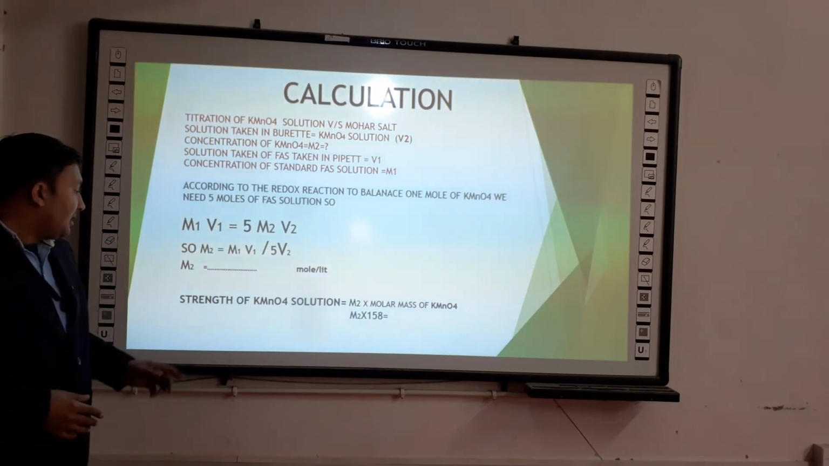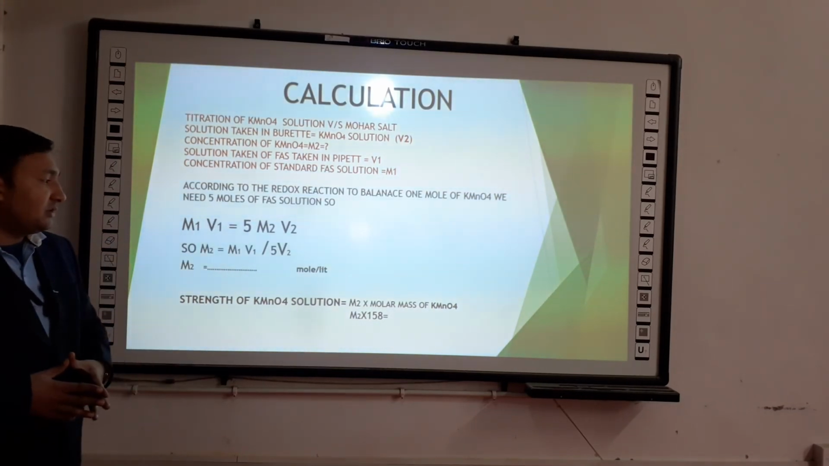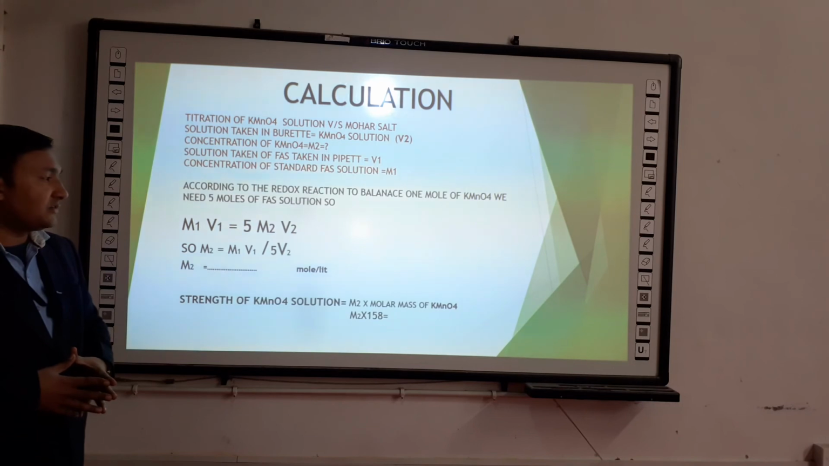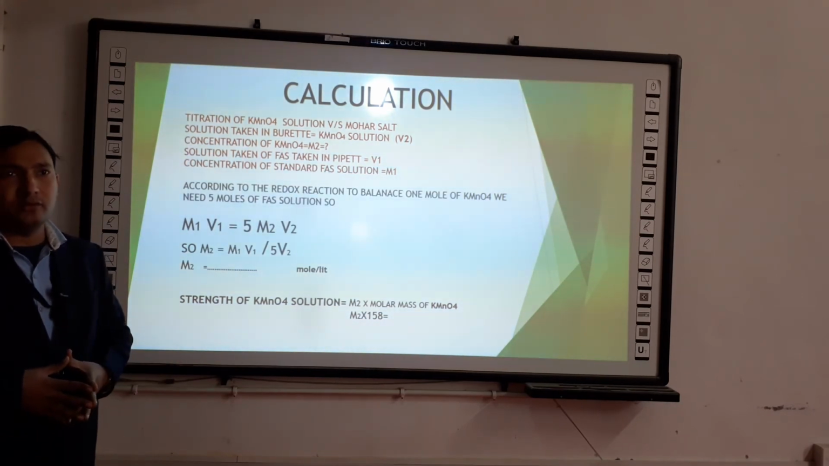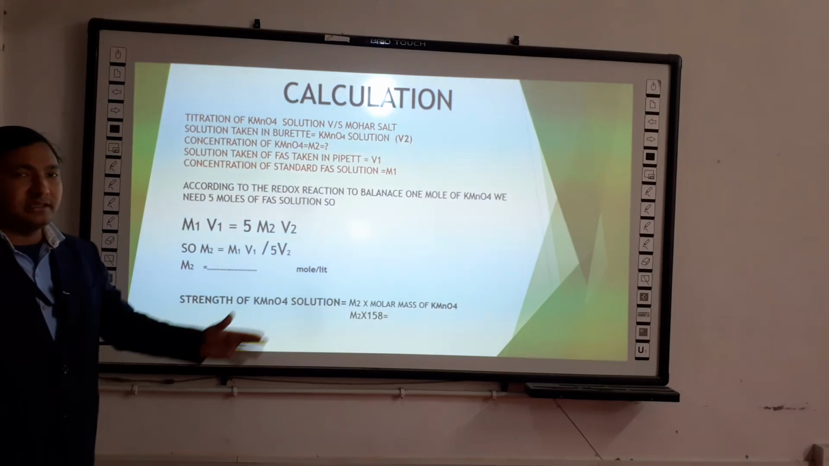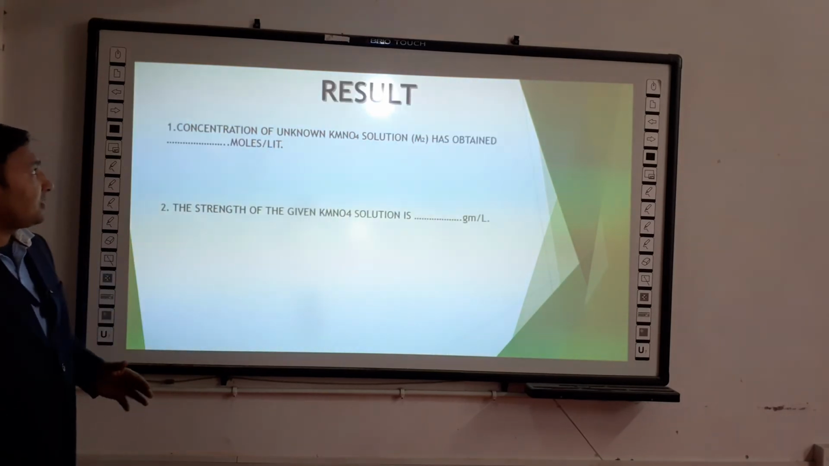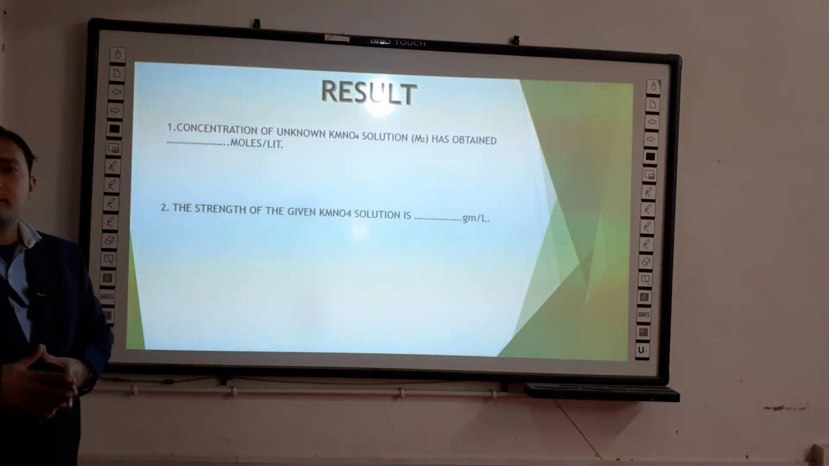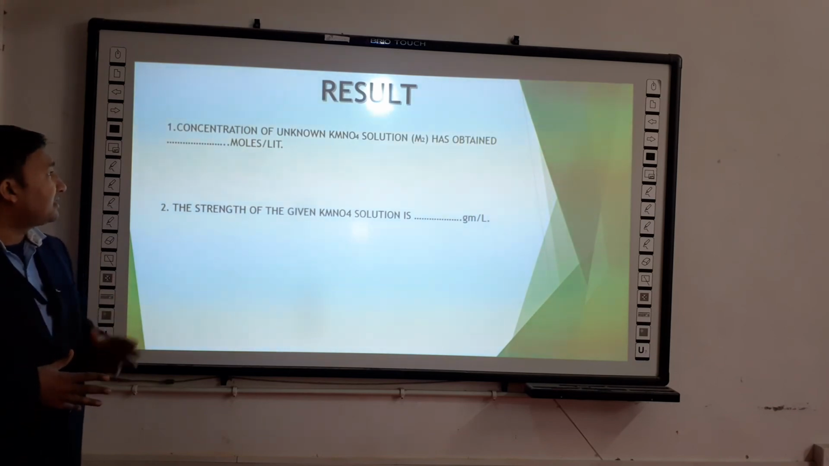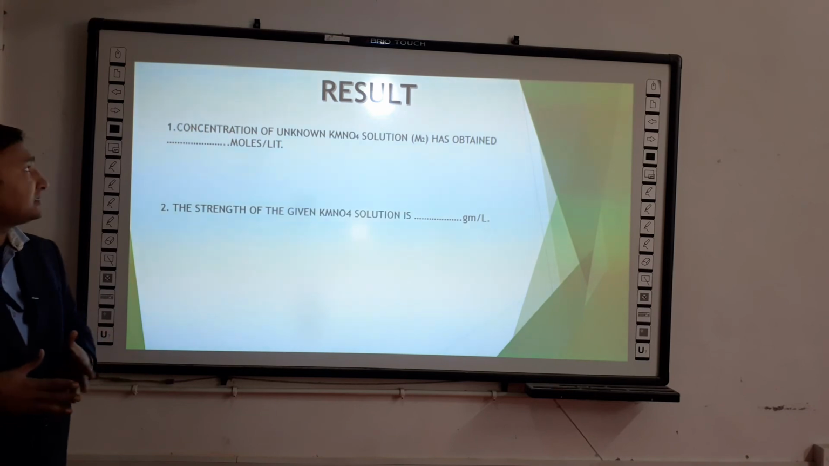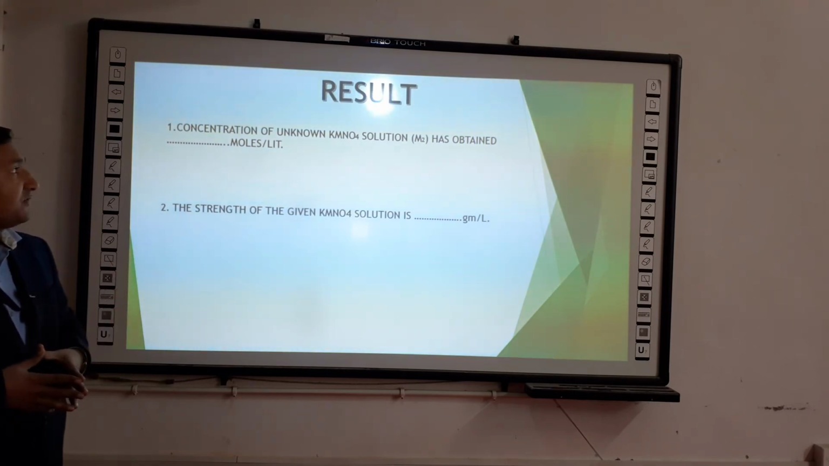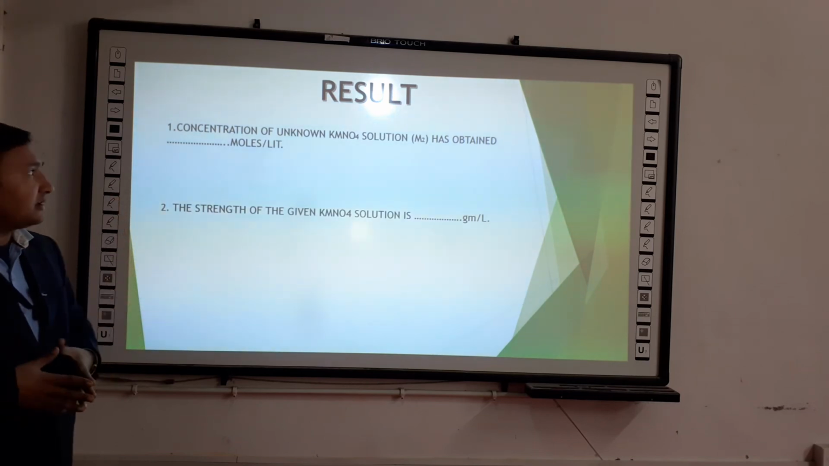in mole per liter. Strength of KMnO4 solution is equal to M2 multiplied by the molar mass of KMnO4, which is 158, and you will get the final answer of your result. So at the end of the practical, we will mention the result. The result will be in 2 phases. The first, as our objective was, is the concentration of the unknown KMnO4 solution, which is M2, as you will calculate here.